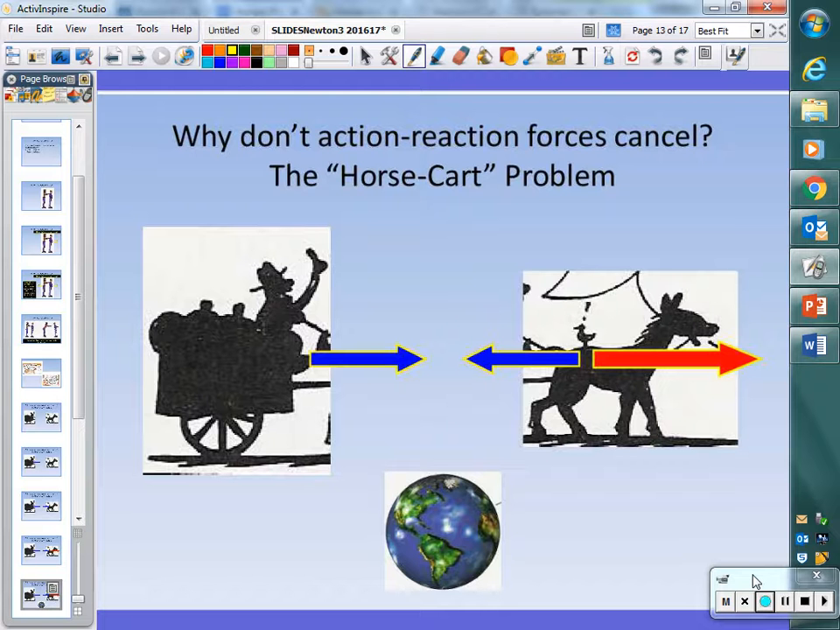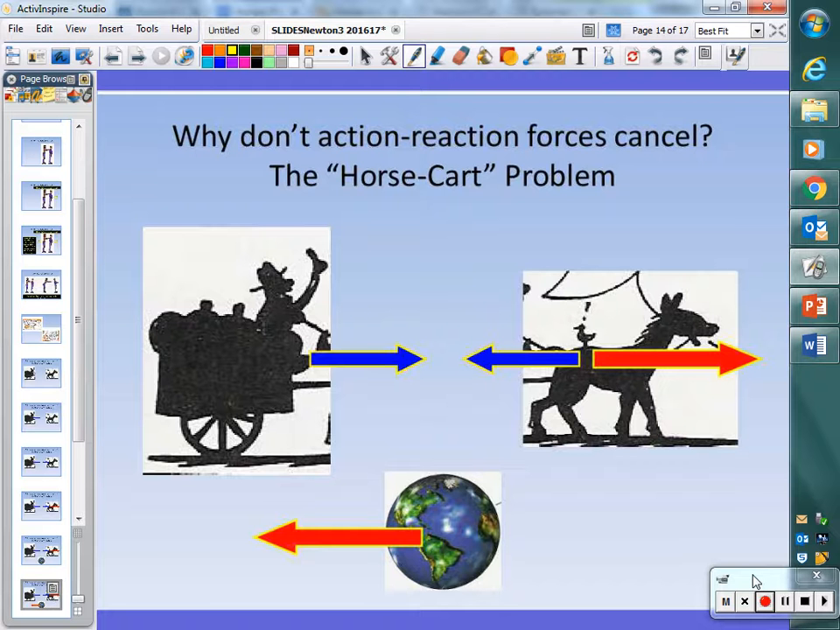No, because those forces are action-reaction pairs. They have to be on different things. So that red arrow shows up here on the Earth. Every time you take a step, you push on the Earth. So what does the Earth then do to you? Pushes on you. How hard? Same amount, but in the opposite direction.